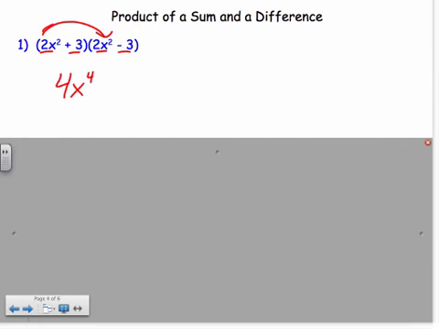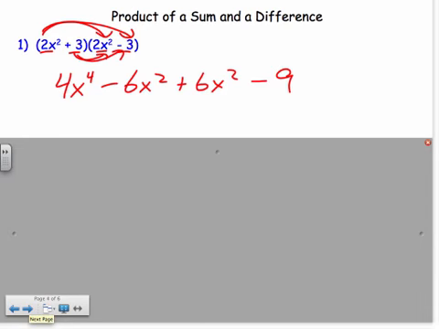And then we have 2x squared times a negative 3 for a minus 6x squared. And then to the insides, 3 times 2x squared for a positive 6x squared. And 3 times negative 3 for a negative 9. What you should notice there, and that's what makes sense, is we have the different signs. It ends up canceling our middle terms, right? I got a negative 6x squared and a positive 6x squared. They cancel with each other, right? They're opposites. So all I'm left with is 4x to the 4th minus 9.